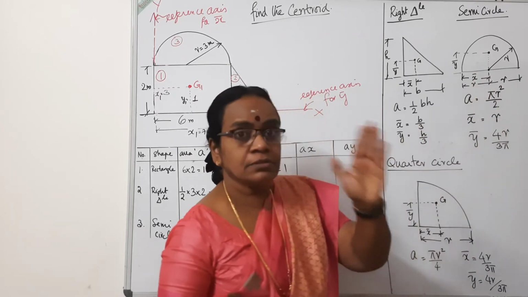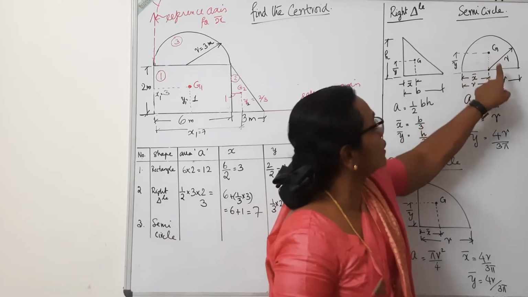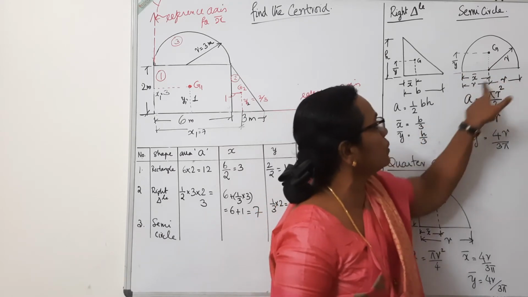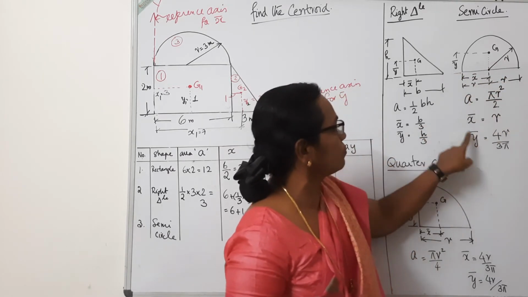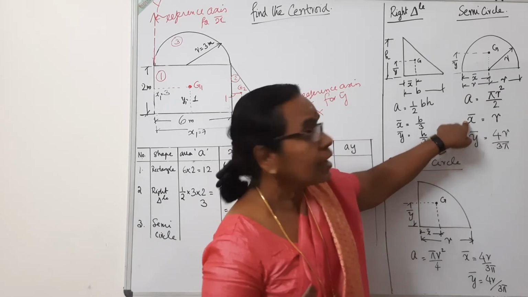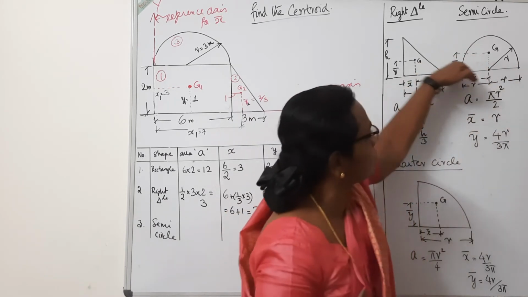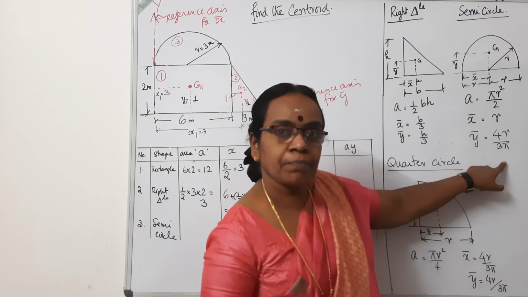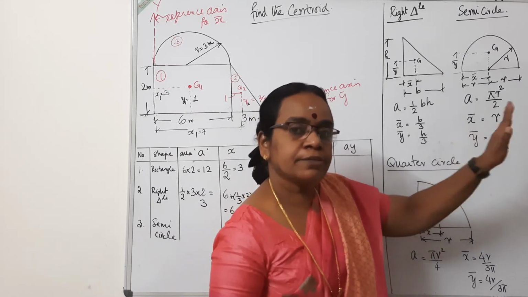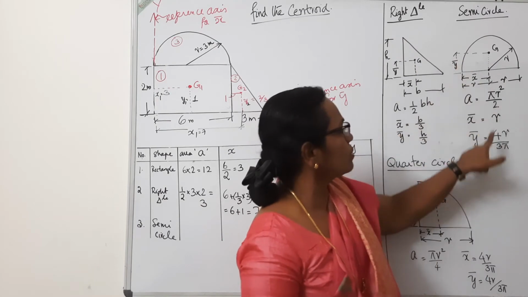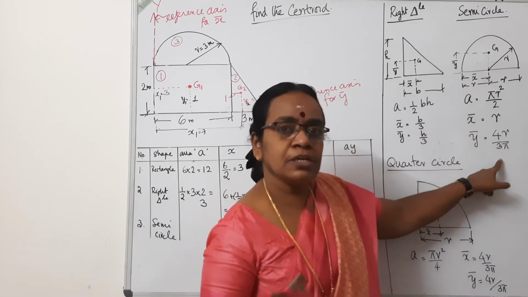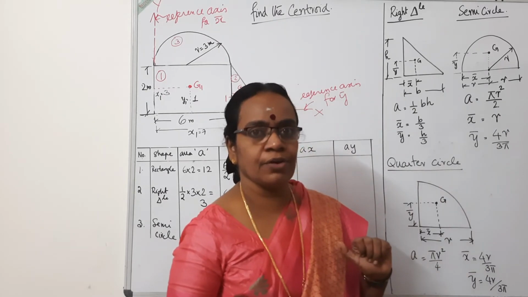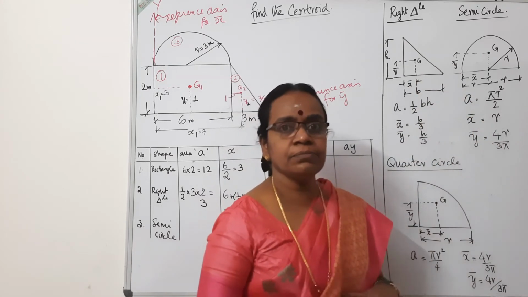Then its centroid is located, this is symmetrical. If r is the radius of the semicircle, this diameter will be 2r, so this x bar will be r itself. The y bar, from this horizontal axis or the base, is located at 4r by 3 pi. The centroid of a semicircle is: x bar is equal to r and y bar is equal to 4r by 3 pi. All these derivations are available in the textbook, but I am not going into that. We need to study only composite area centroids. Single figures we can directly get from the textbook.